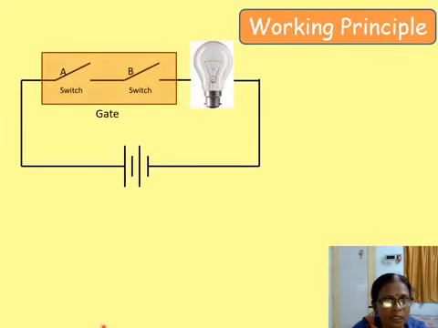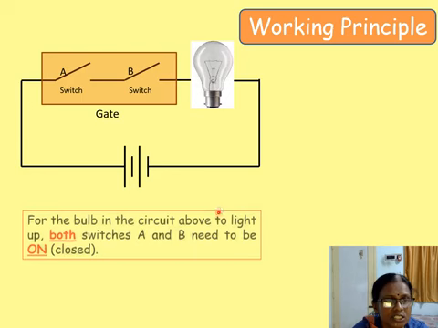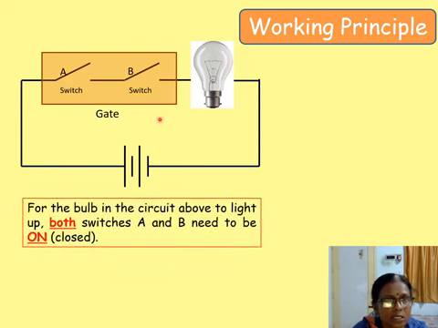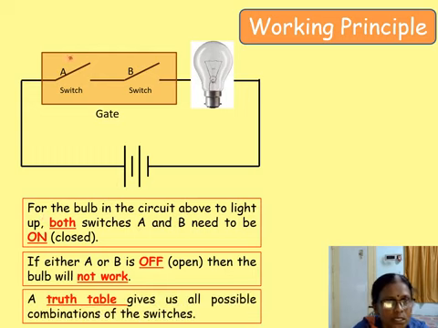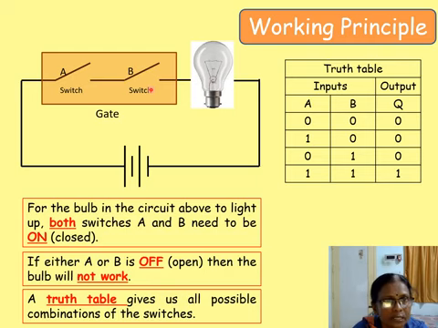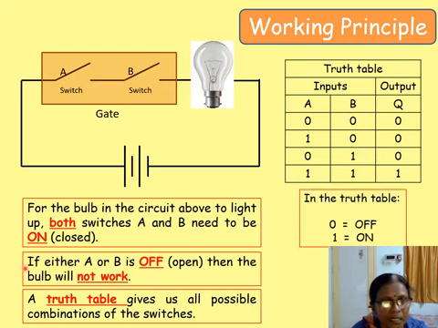Working principle of the logic gate. Look at the picture. There are two switches connected with the bulb, all connected to a power supply. For the bulb in the circuit to light up, both switches need to be closed, that is on. If either A or B is open, that is off, then the bulb will not work. The truth table gives us all the possible combinations of the switches. Here 0 denotes off, 1 denotes on.